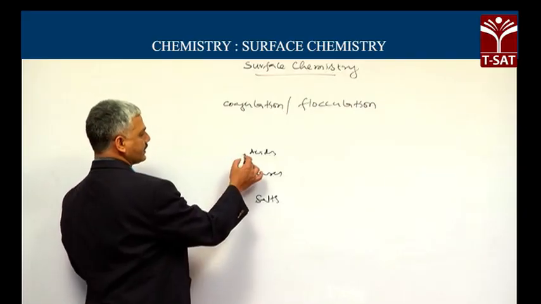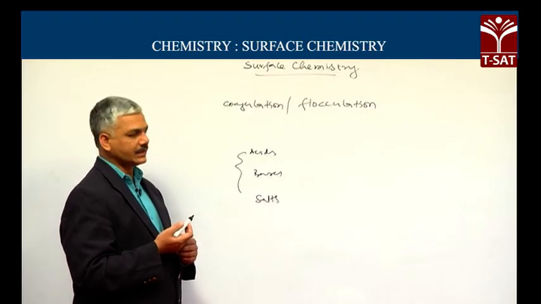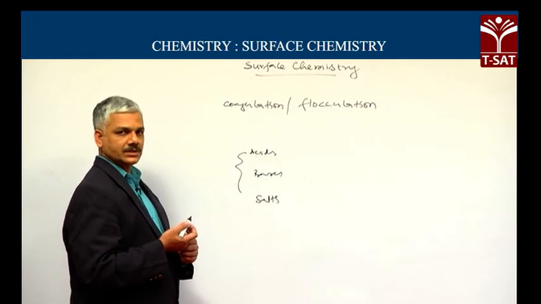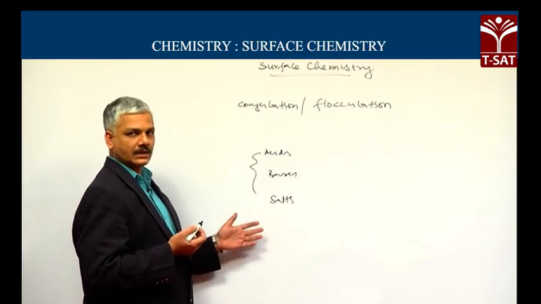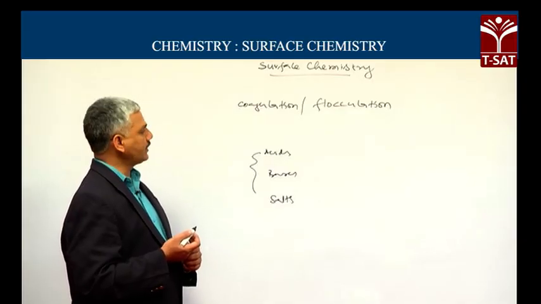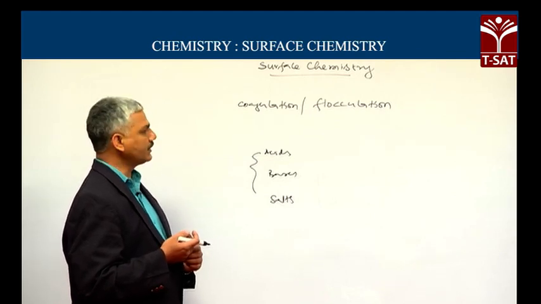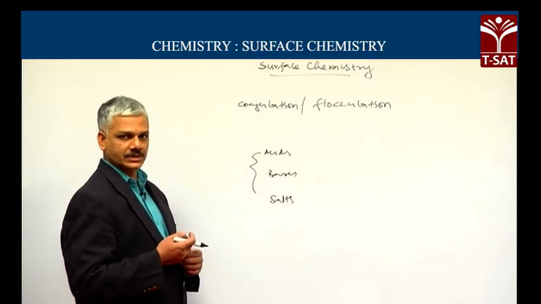The electrolyte consists of both positively charged part as well as negatively charged part. Depending on the charge of colloidal solution, either cationic part or anionic part of the electrolyte will come into picture, neutralize the charge, and as a result the colloidal solution will be converted into suspension. This process is called coagulation.